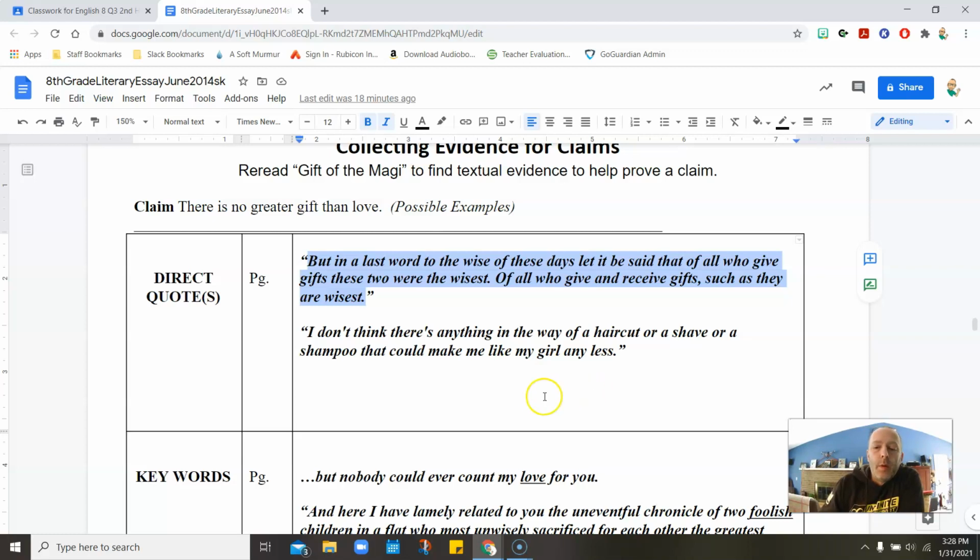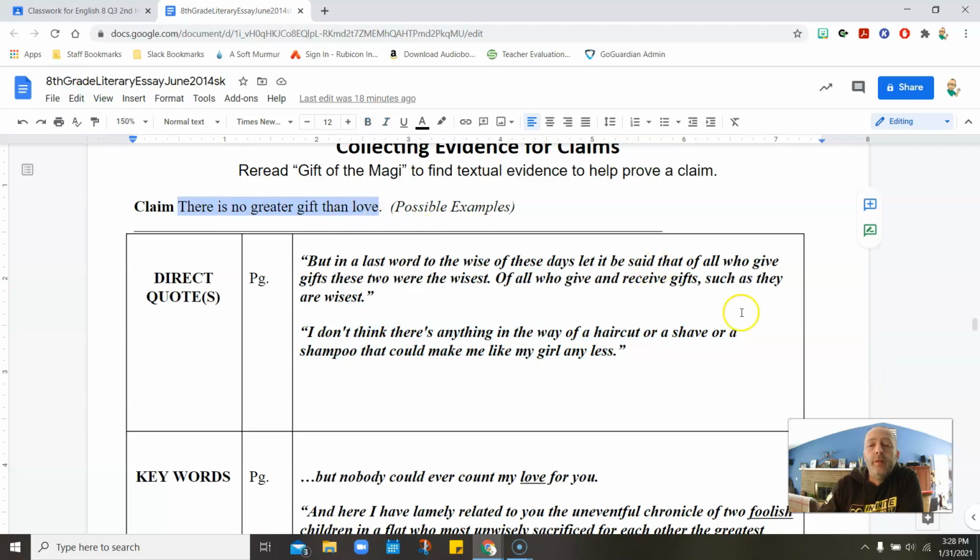The second quote I came up with, and this is a quote right from Jim that he says to Della: "I don't think there's anything in the way of a haircut or a shave or a shampoo that could make me like my girl any less." So that quotation directly supports their love for each other. All right? There's no greater gift than love. And he says that right there. So there's some quotations that I came up with. And I could come up with more.